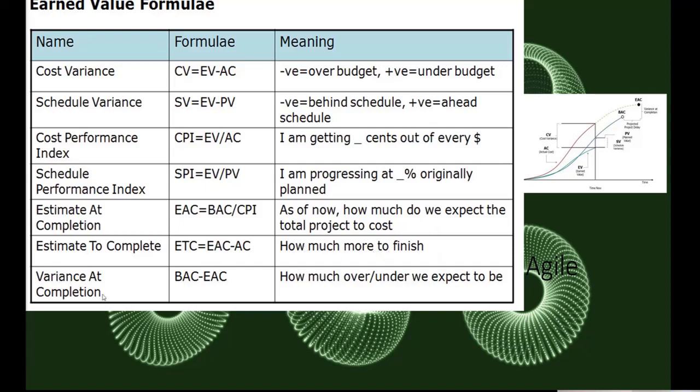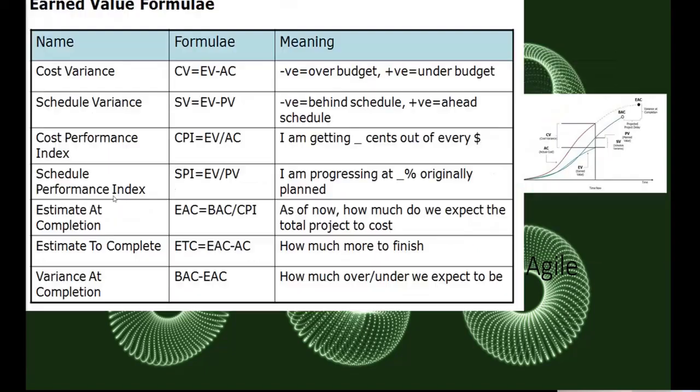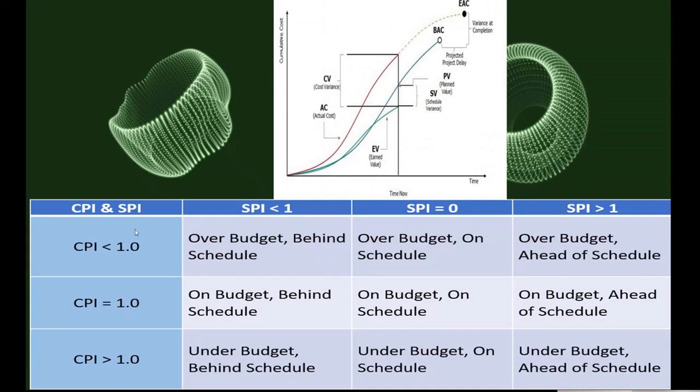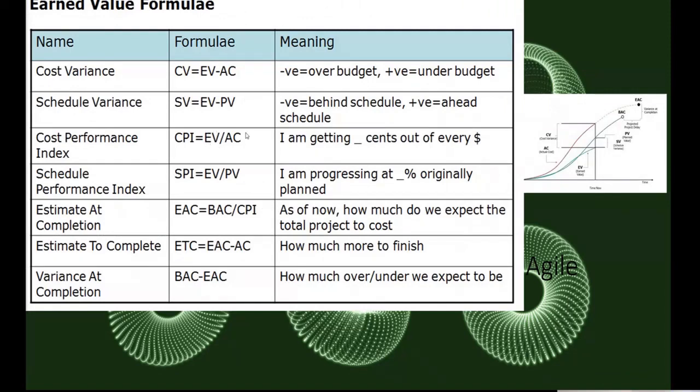Then variance at completion, VAC. This is BAC minus EAC, variance at completion. Okay, so this is the same formula as we mentioned here. This is the same thing. And this is the most important one: CPI and SPI. So you have to remember this formula.